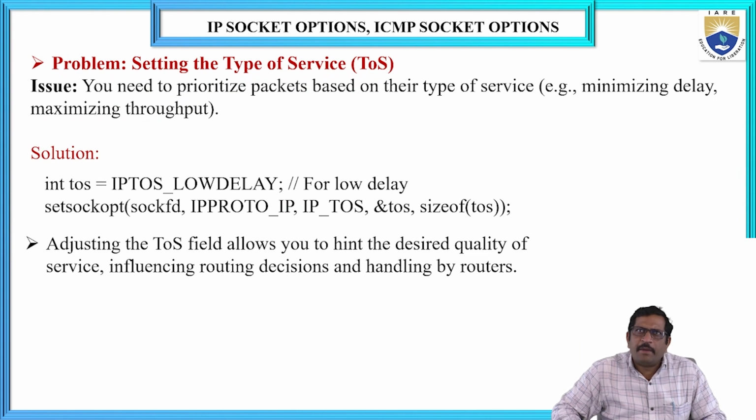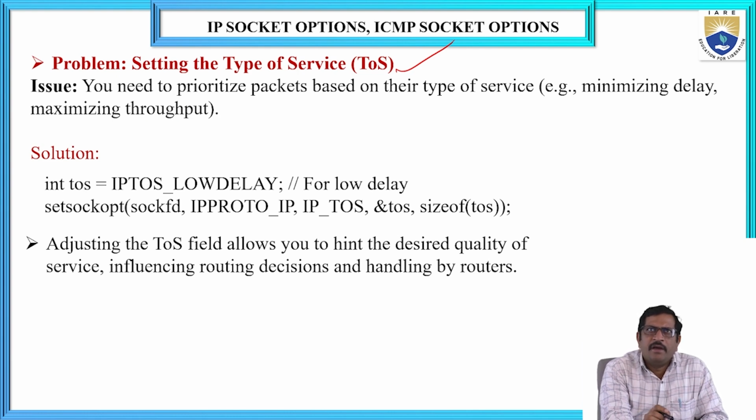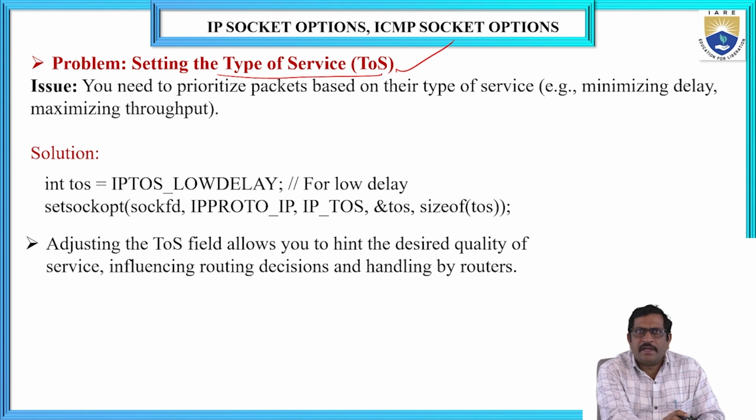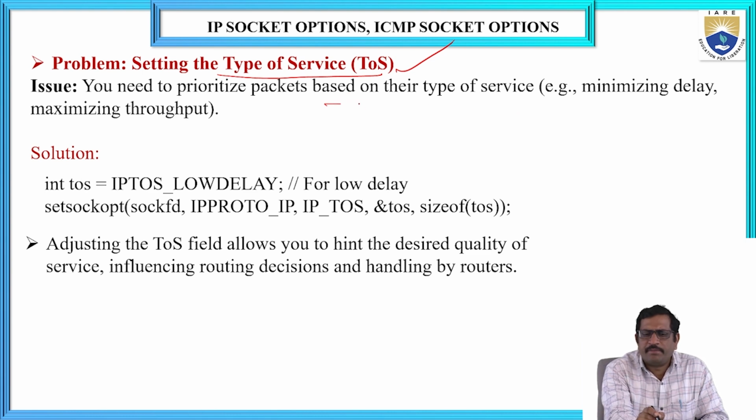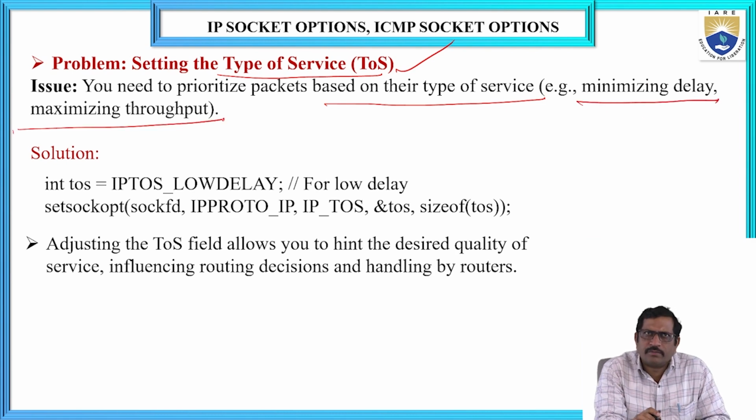Next, setting the type of service, that is TOS, in the IP socket options. How are we going to set the type of service? Generally the issue arises when you need to prioritize packets based on their type of service, for example minimizing delay and maximizing throughput.